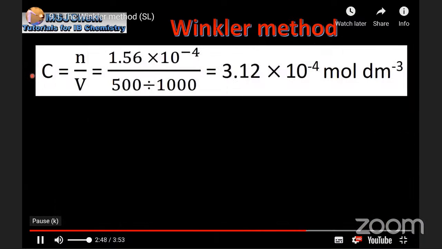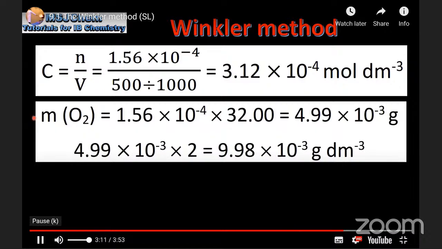Next, we will calculate the concentration of dissolved oxygen in moles per decimeter, using the equation C equals N over V, where N is the amount in moles of oxygen and V is the volume of water in decimeters cubed. This gives us a concentration of 3.12 times 10 to the negative 4 moles per decimeter.